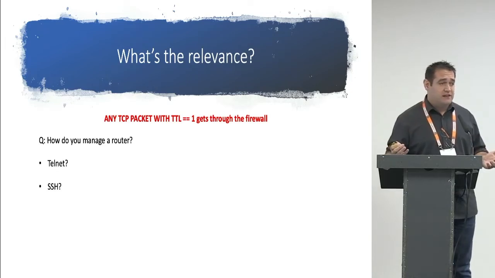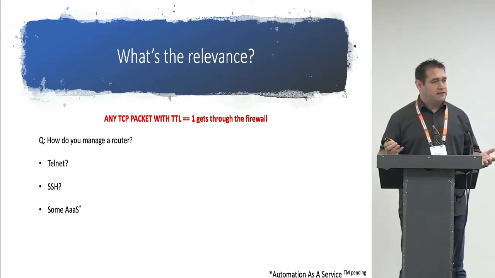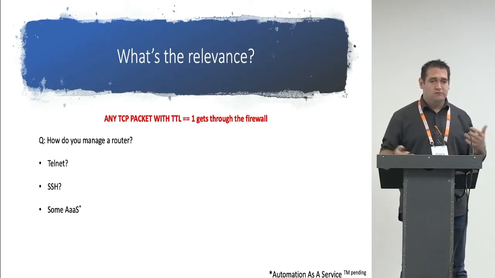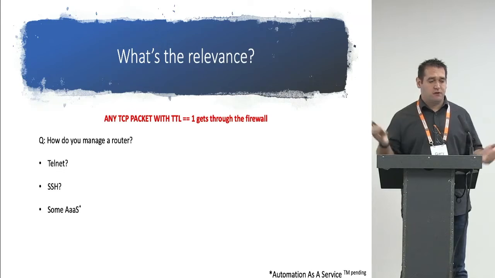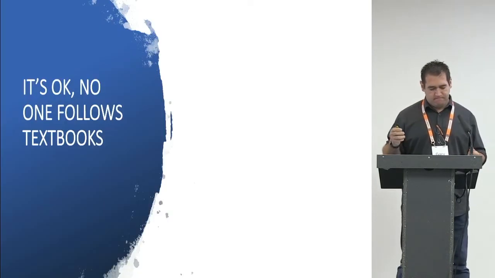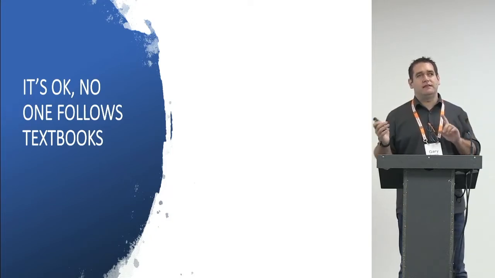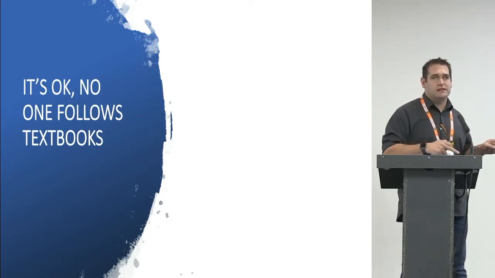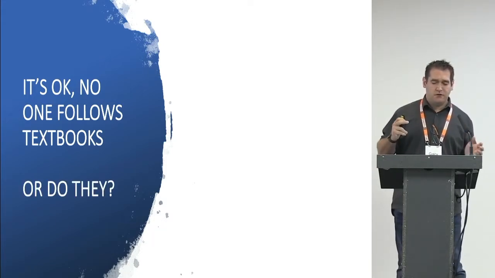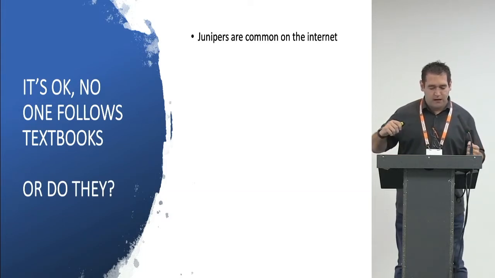We might use SSH. We might use some form of AS, which is automation as a service. PyConf, Ansible, Contrail, loads of products available. All of these are using TCP. So that's fine. So what that's meaning is TTL 1, I can potentially get to that router, but it's fine. Nobody uses these textbooks and puts them straight into production, especially when they're tier 1s, right?